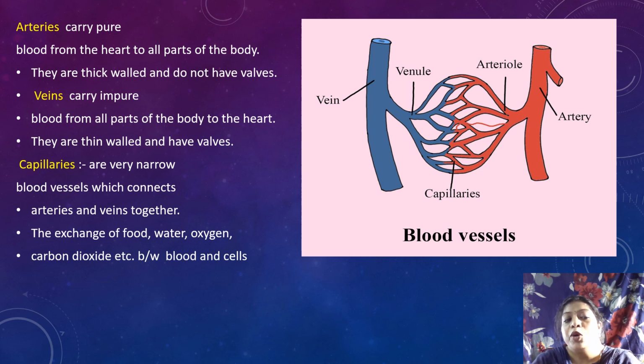And when you talk about the capillaries, what are these capillaries? These capillaries are nothing but the tiny narrow blood vessels which connect both the arteries and the veins together. As a result, it helps in the exchange of the micronutrients, the oxygen, the water, the CO2 between the cells and your blood. So that forms a good bridge between the blood and the cells. Okay, fine.